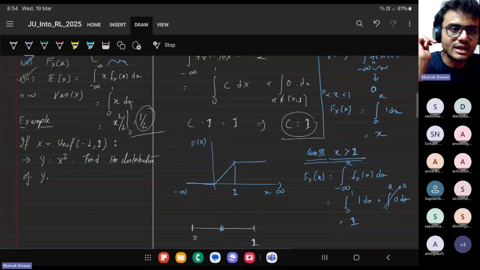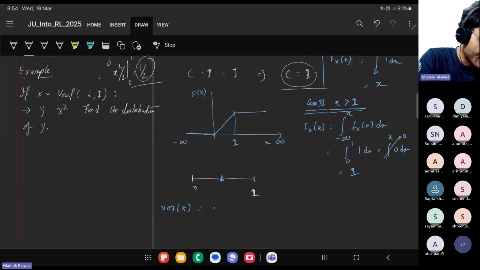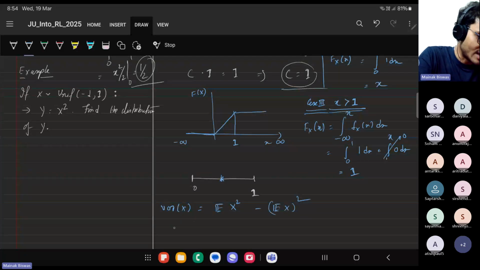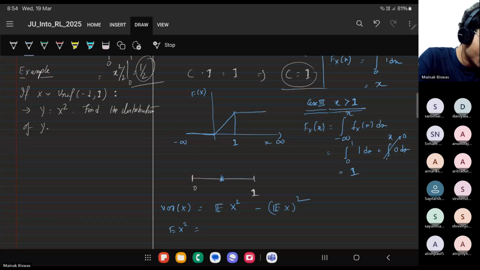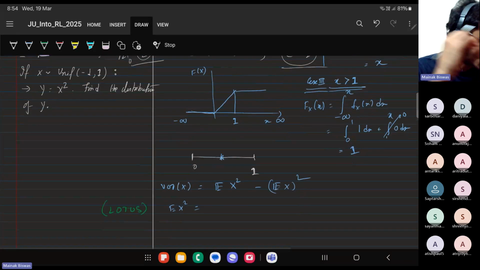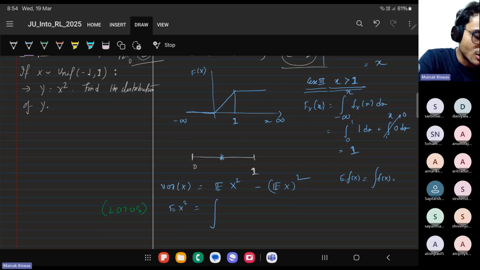Now, if I tell you to find variance, how do we find it? Variance of x, we discussed last time, is the expected value of x squared minus the expected value of x whole squared. So let us find the expected value of x squared. Which formula will I use? People who were there in the class last time? The LOTUS, right? Law of the unconscious statistician. What was the formula? The expected value of a function of a random variable is the same integral, where you replace x with g of x.